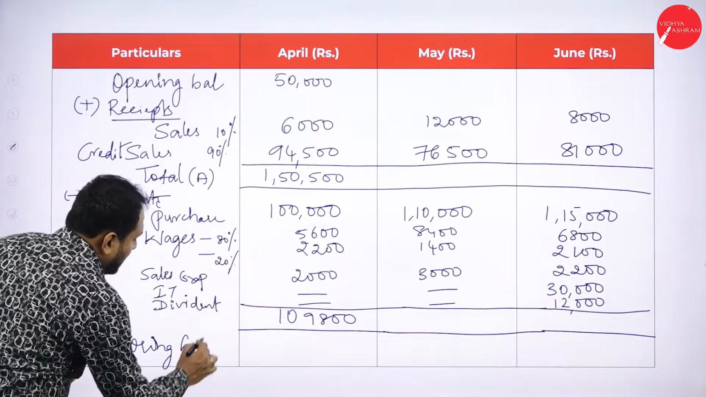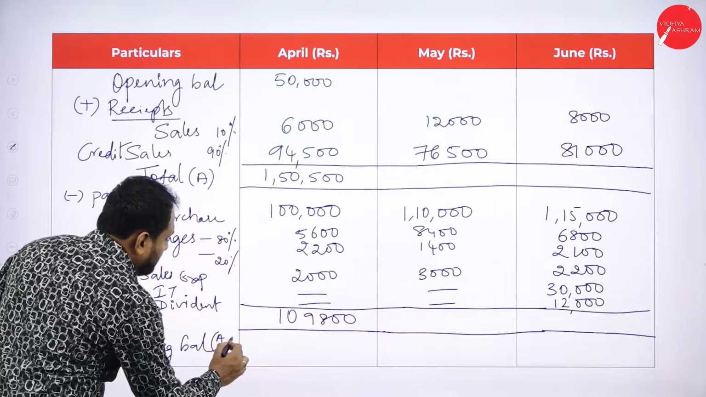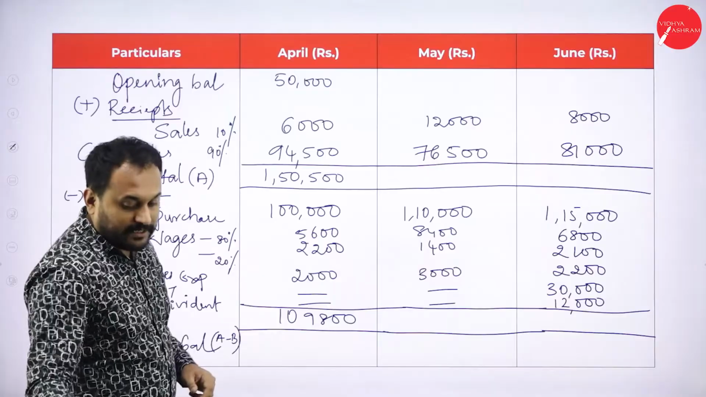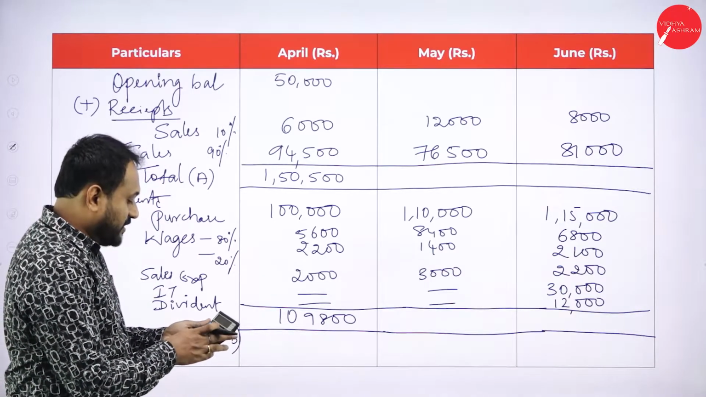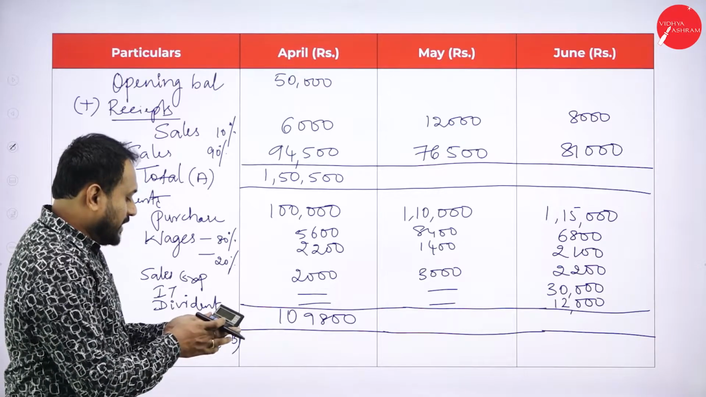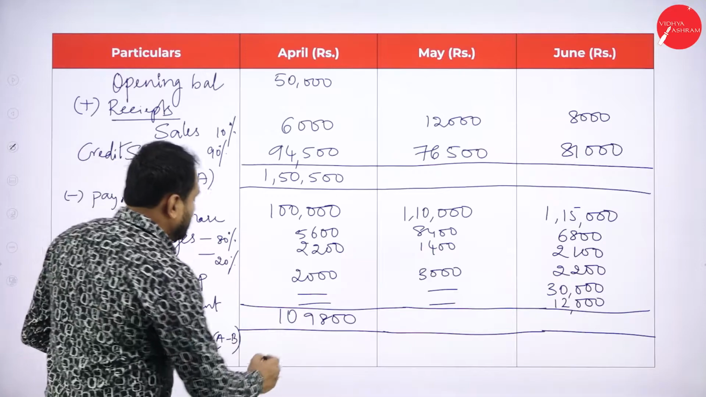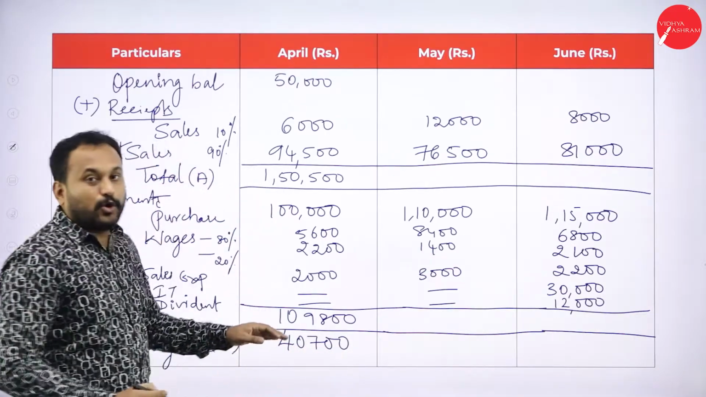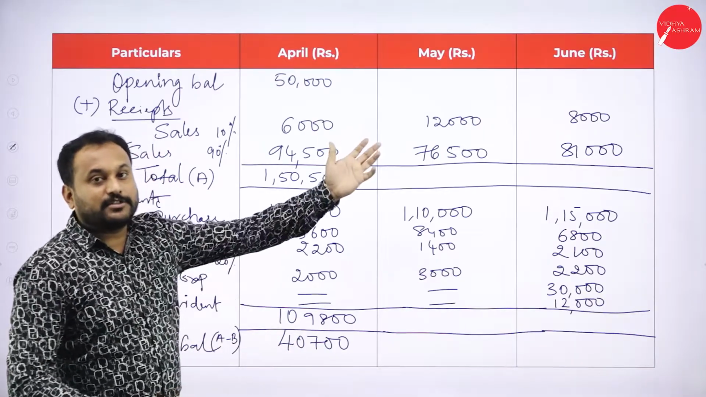What is this closing balance? It's A minus B. A is this minus B. That means here we have 1,50,500 minus 1,09,800. So we have 40,700. Now the closing balance of April will be the opening balance of May.